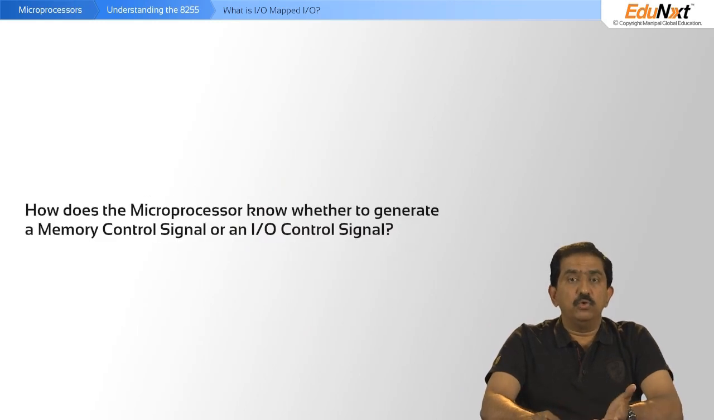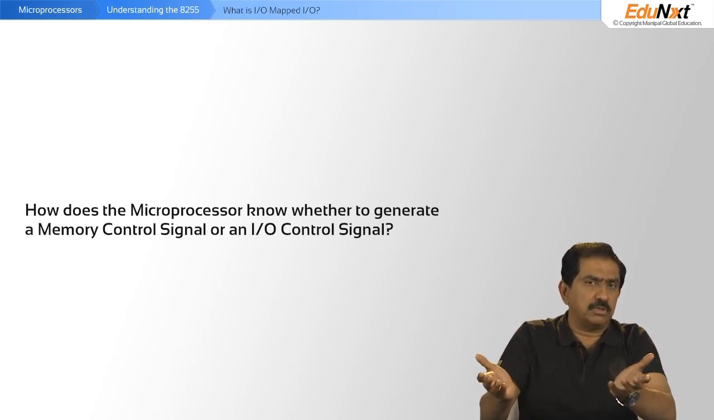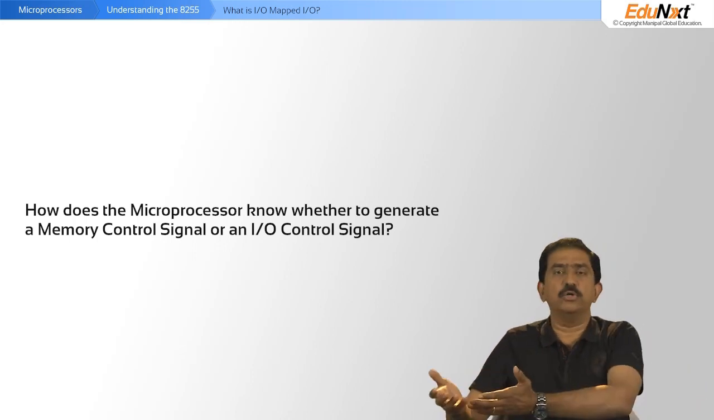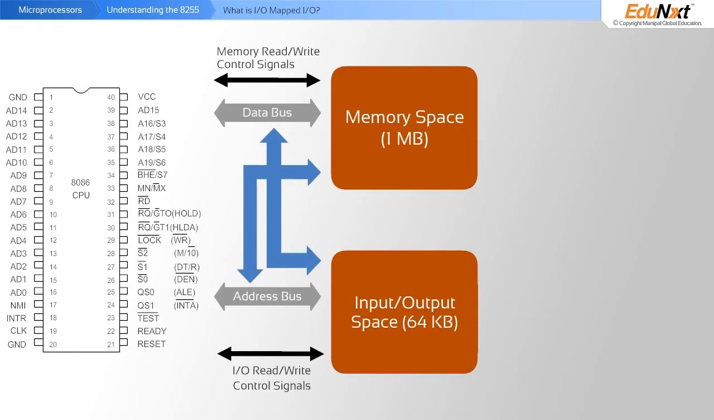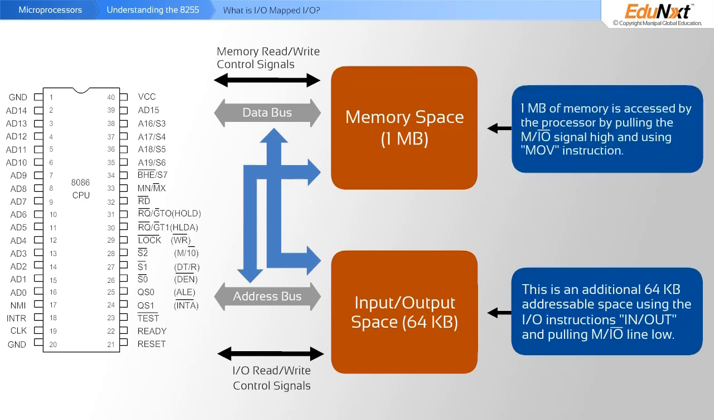Now, if you wanted to access the memory device, how does the processor know whether to generate a memory control signal or an I/O control signal? The way you do that is by pulling the line M/IO bar low. If you pull it low, it means it's an IO instruction. If you pull it high, it means it is a memory instruction.